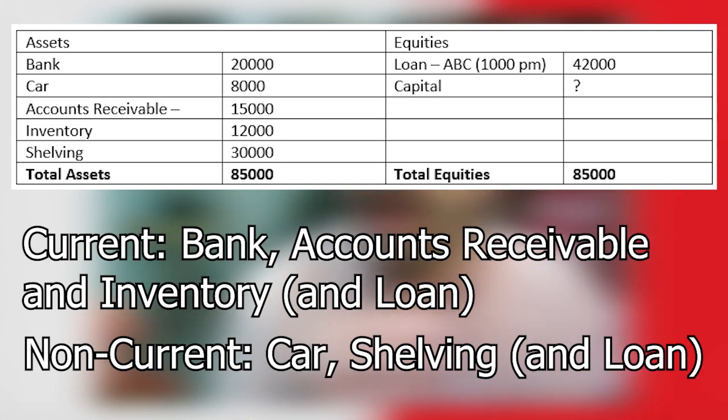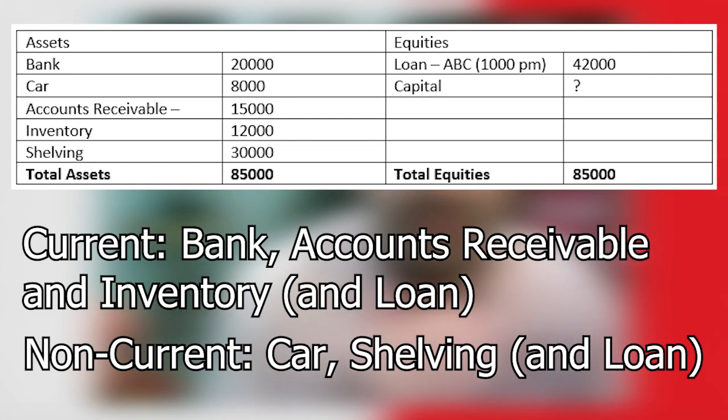But if we look at a car, we're expected to use a car most likely beyond that year. Accounts receivable, we want to receive our money back straight away. Ergo, it needs to be current. Inventory, we want to sell this as quickly as possible. So that, again, is current. And then shelving, we expect to have the shelving with us for a long time, most likely beyond 1 year. So it is non-current because we can use it into the future.